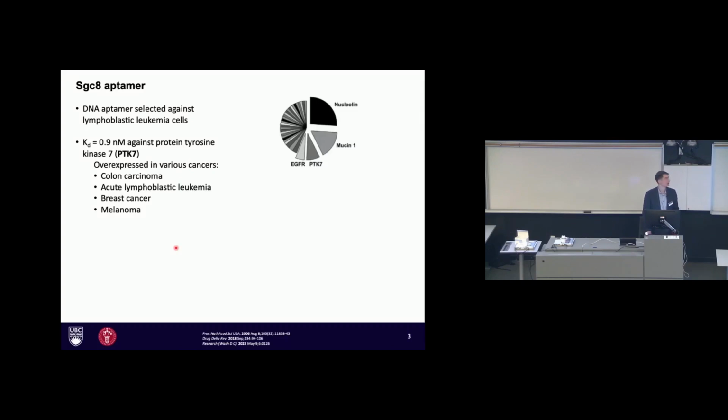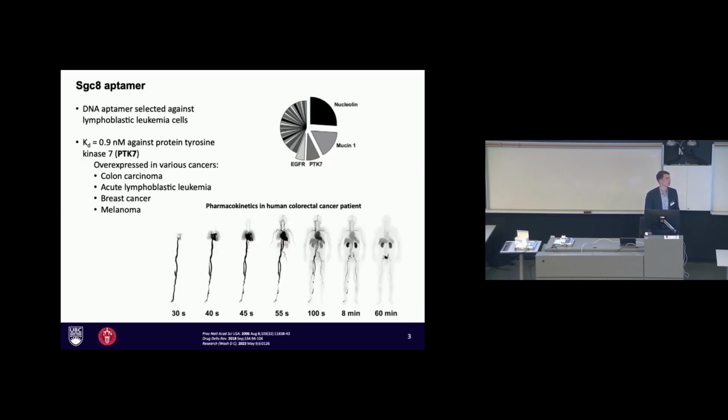So this SGC8 aptamer is among the diagnostic ones. It's really one of the better described or more used ones. You see here in the slide, PTK7 and this specific aptamer take up a large proportion of all the molecular targets. And actually, not too long ago, there was the first in-human trial of a radio-labeled aptamer, a gallium-68 labeled SGC8, that was injected into a colon carcinoma patient.